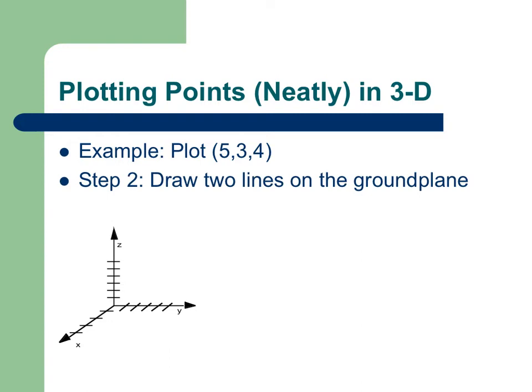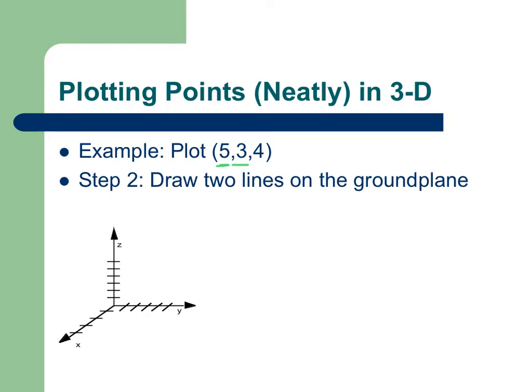And now what we are going to do is determine which two axes lay on the ground, or form the ground plane, as it were. So in this case, you can see Z is going up and down, and the XY axes form the ground plane where you would be standing if you were standing on the ground. So we need to get the X and the Y coordinates. In this case, the 5 is the X and the 3 is the Y. And we're going to draw two lines on the ground plane corresponding to that.